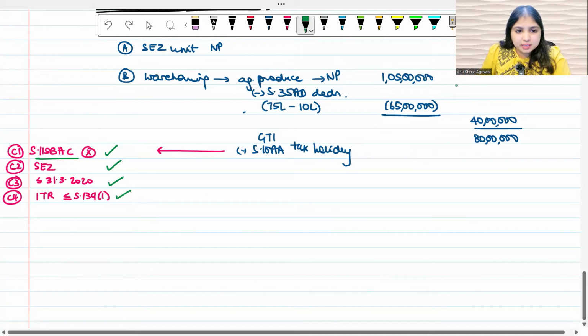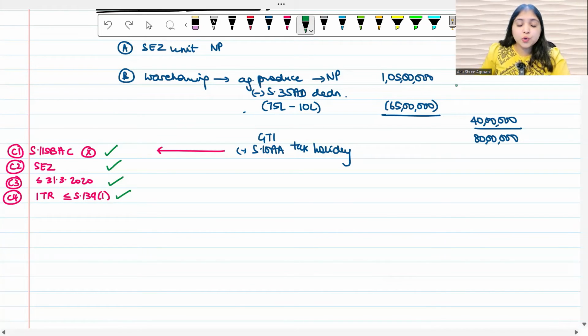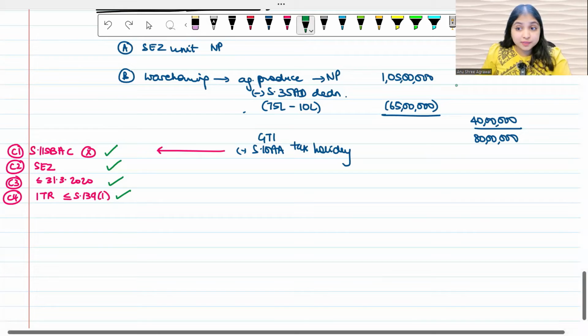Condition number 1, assessee is not following 115 BAC. Condition 2, assessee is having a unit in SEZ. Condition number 3, in this SEZ unit, the assessee must have commenced either the manufacturing work or the rendering of services on or before 31st March 2020. And condition number 4, assessee has properly filed the ITR. The question doesn't say anything about this. Let's assume it is fulfilled. So all these conditions are fulfilled, which means my assessee is eligible for 10 AA tax holiday.